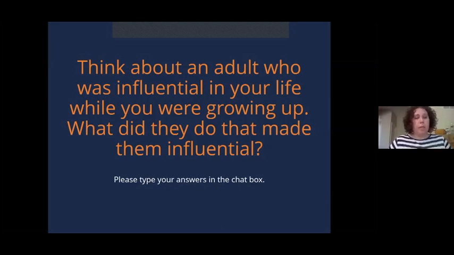So we're going to go into 5 characteristics that make a developmental relationship. The first one is express care, which we talked about a little bit as being the one that most people think about.